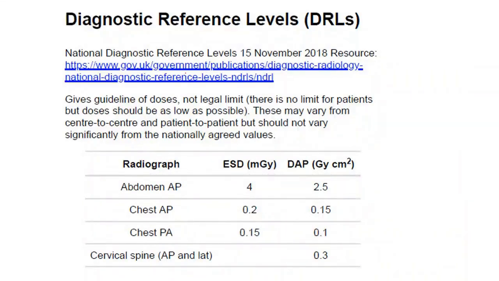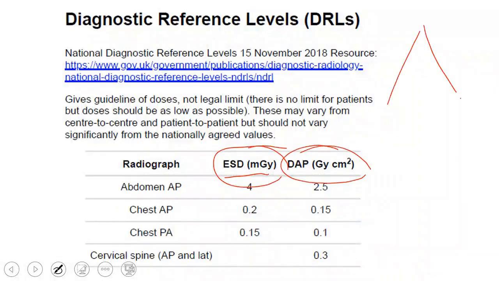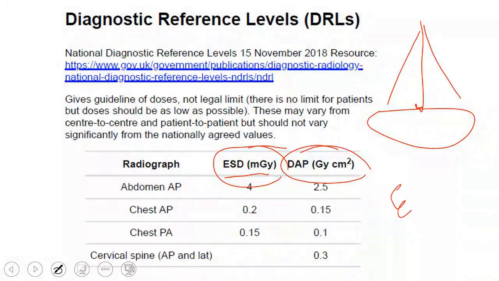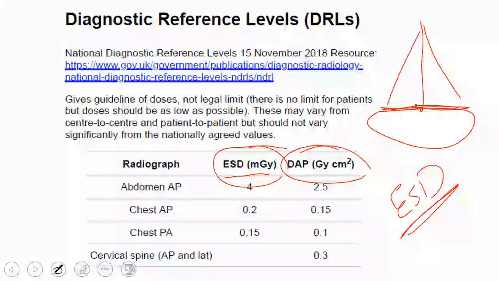Now, you will find something in the machine called entrance surface dose and dose area product. What does this mean? You will find a term here called ESD and dose area product. Here is the X-ray, and here is my patient. There are things that represent the dose at a certain point, which I call entrance surface dose. This point represents the surface of the patient's body, meaning the dose at a certain point at the patient's surface. This dose is called ESD.